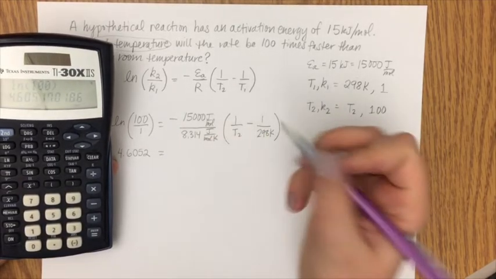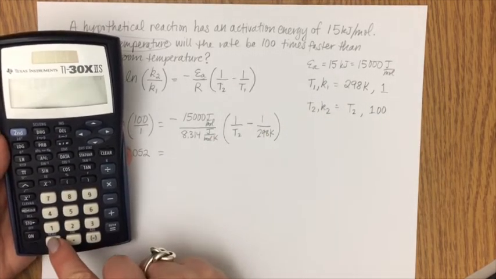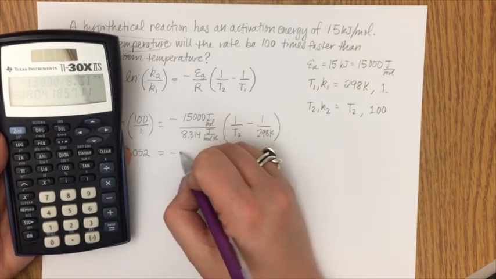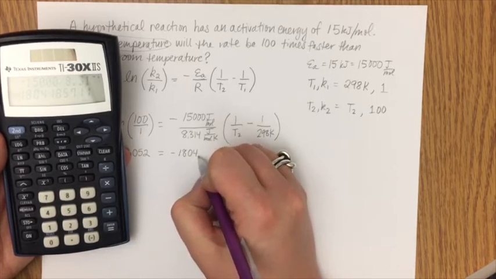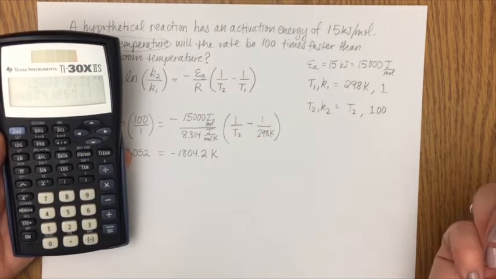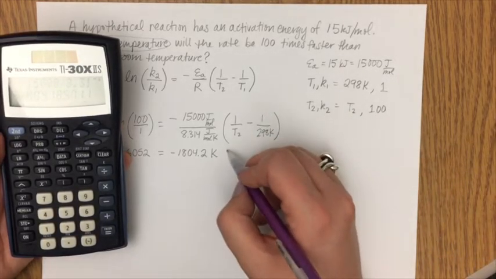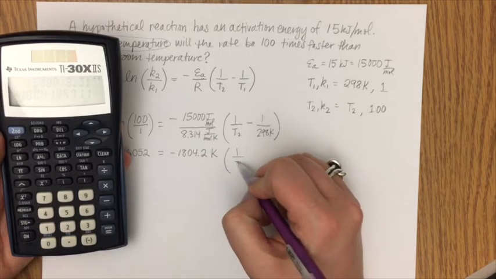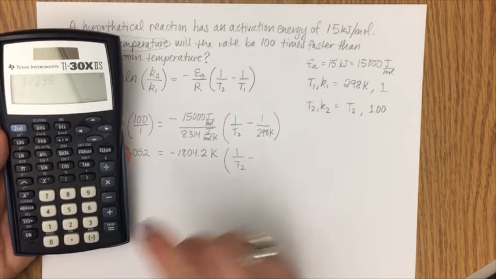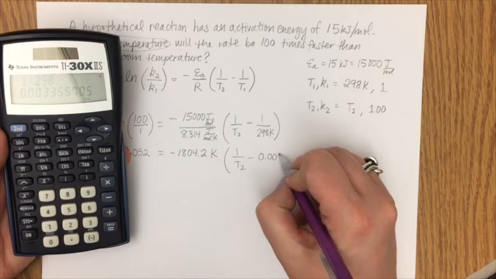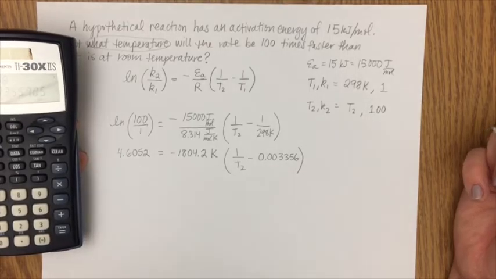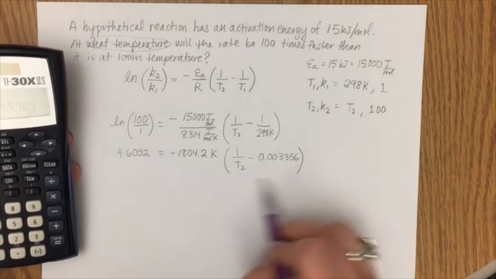Okay, and then this equals negative 15,000 divided by 8.314. So that's going to give me negative 1804.2. And what I'm left with here is actually Kelvin, because the joules per mole cancel out and the Kelvin comes up to the top. And then I have 1 over T2. I still don't know that, but I do have 1 over 298, and that is 0.003356.